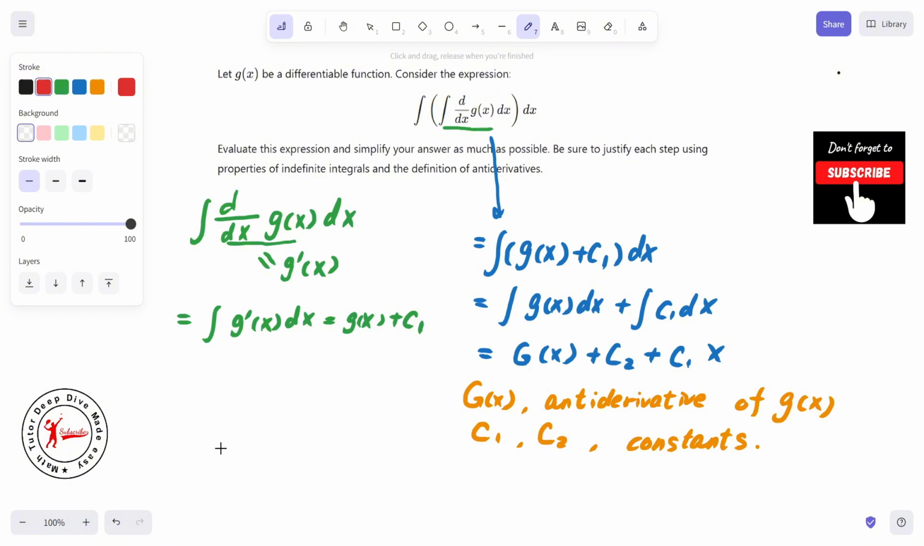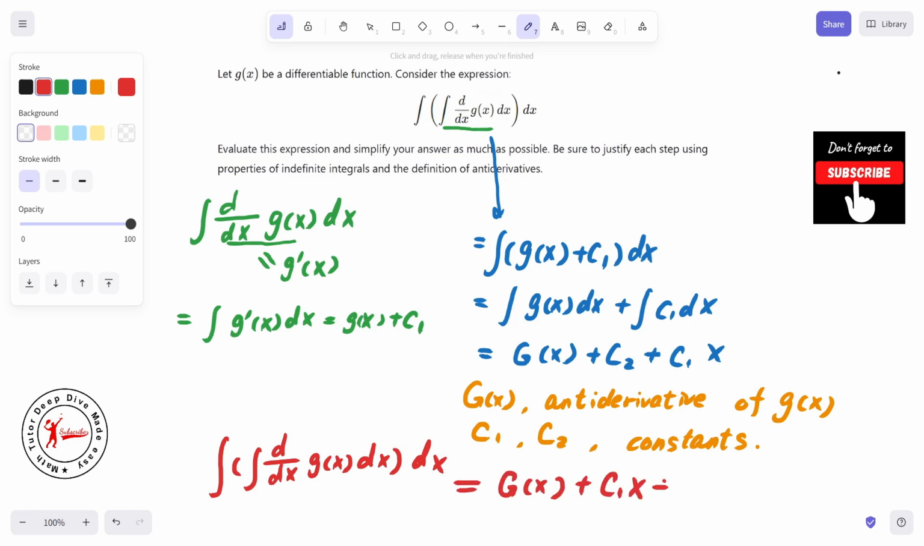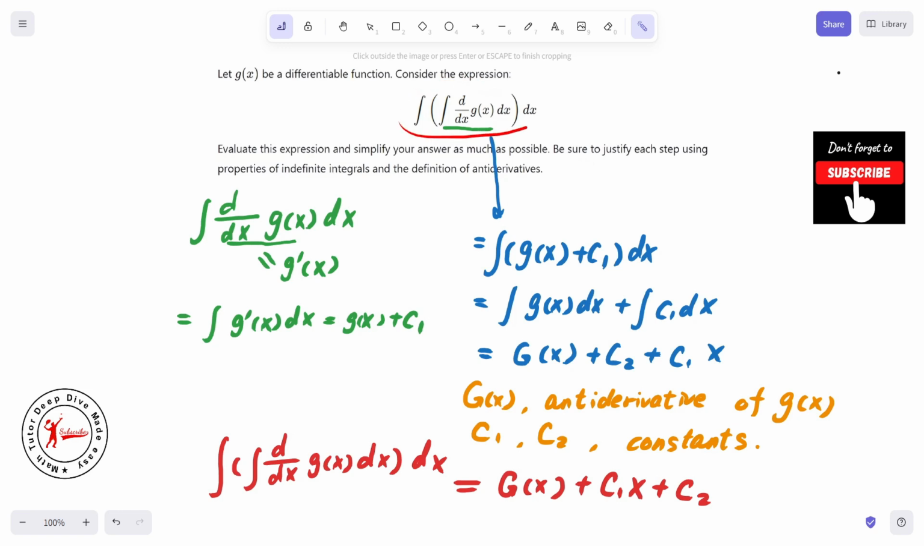Final answer is capital G of x plus c1 times x plus c2. That's your complete answer. It includes an antiderivative of g of x, a linear term from the constant c1, and a final constant c2 to reflect the generality of the second integration.